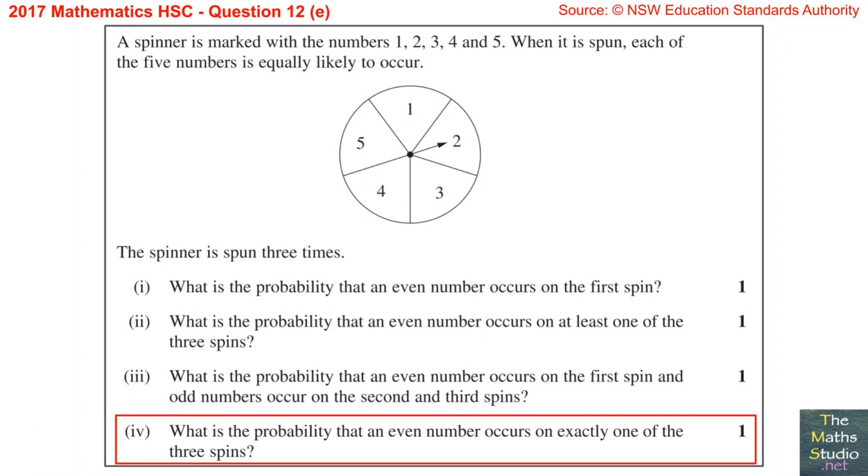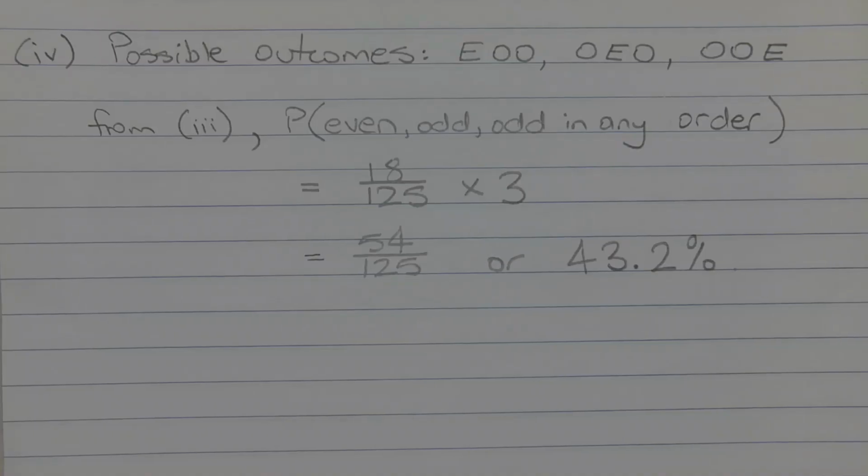Part 4. What is the probability that an even number occurs on exactly one of the 3 spins? There are 3 possible outcomes. We can spin an even and then 2 odds, or we can spin an odd number, then an even number and then an odd number, or we can spin 2 odd numbers first followed by an even number.